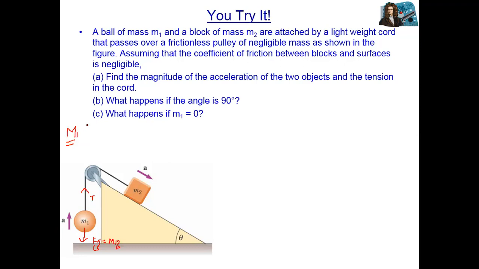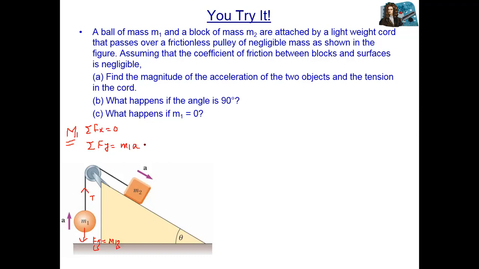So we can just say that the sum of all forces on the x-axis is equal to 0. There is no force, so F of x is equal to 0. Second one, the sum of all forces along the y-axis. Along the y-axis there is acceleration, so we can write m1a.